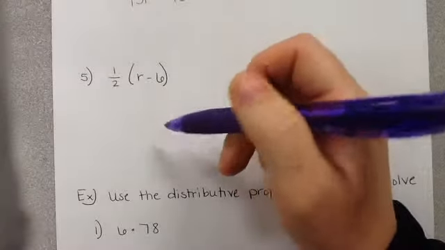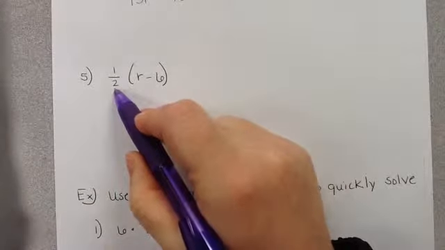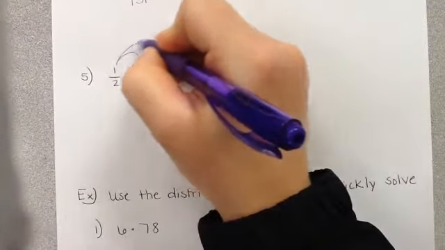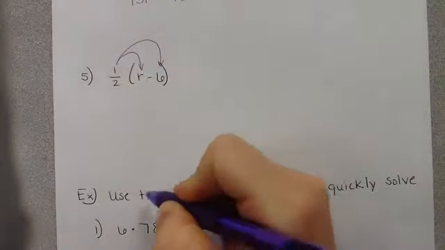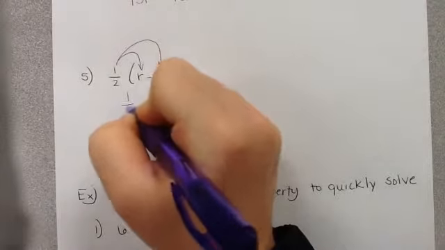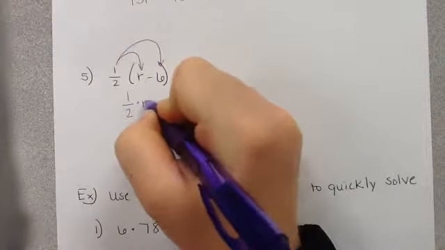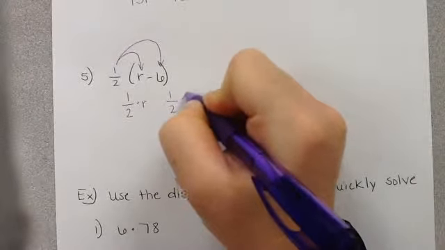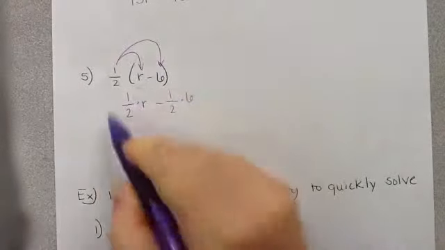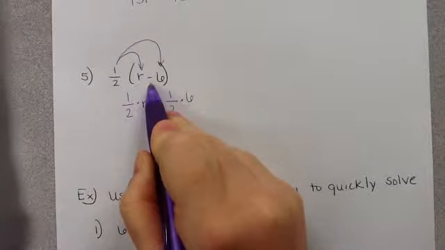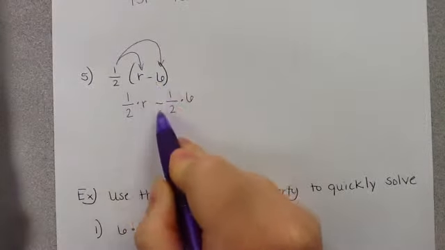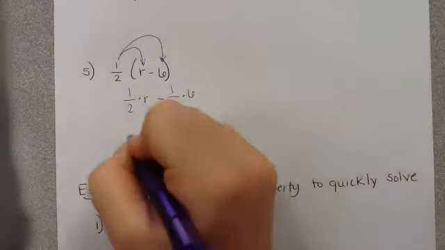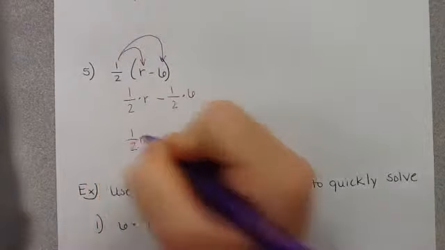I like number 5. This time, what am I distributing to both terms? A 1/2. 1/2 times what? R. And what next? 1/2 times 6, and it'll be a minus because I have a positive times a negative. Signs don't match, it's a negative. 1/2 times r, we don't need that multiply in between, so 1/2 r.